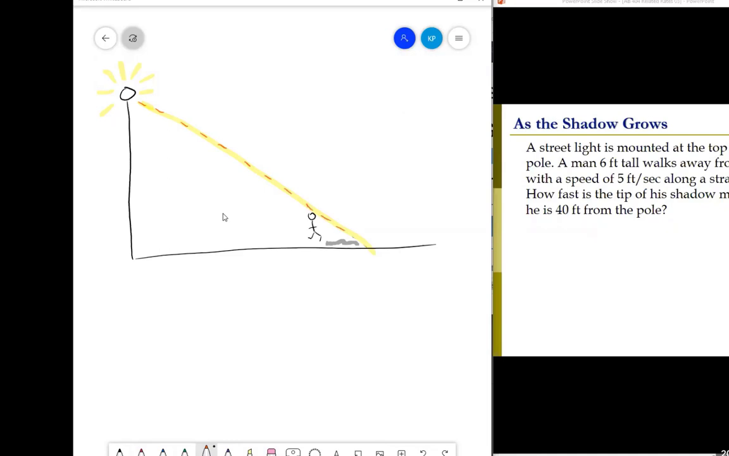Okay, and you might be thinking, why in the world is this question worded the way it's worded? The tip of his shadow, how fast is the tip of his shadow growing? Because the tip of his shadow is different than his shadow. So think of it this way.